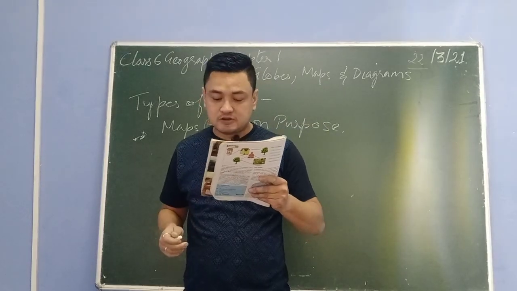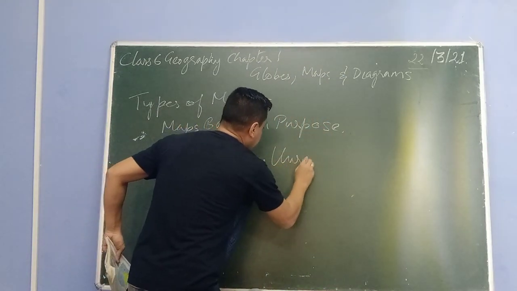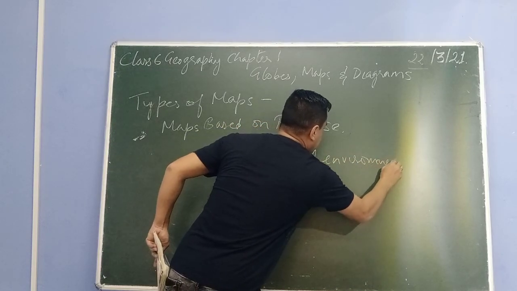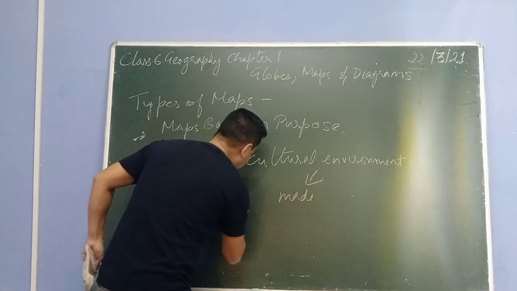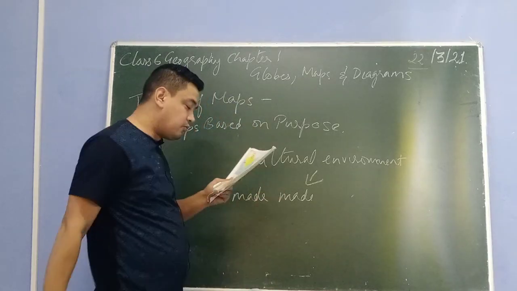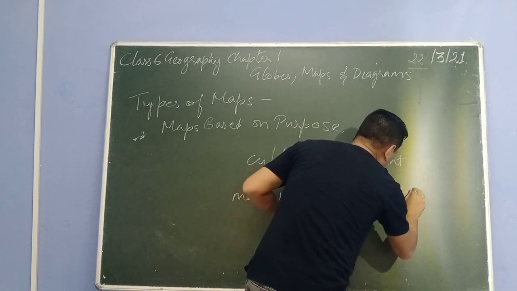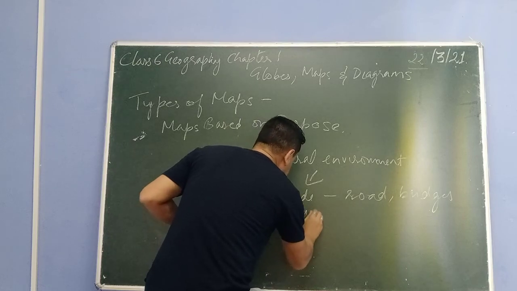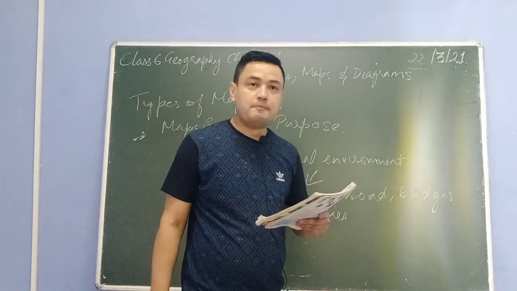Or cultural environment. Now, cultural environment means what? I'm writing here cultural, C-U-L-T-U-R-A-L, environment, E-N-V-I-R-O-N-M-E-N-T. What does this mean? It means man-made environment. So what are cultural environments? Man-made environment like roads, bridges, B-R-I-D-G-E-S, as well as industries, etc., are shown on a particular map. So this becomes the cultural map, or a man-made map.